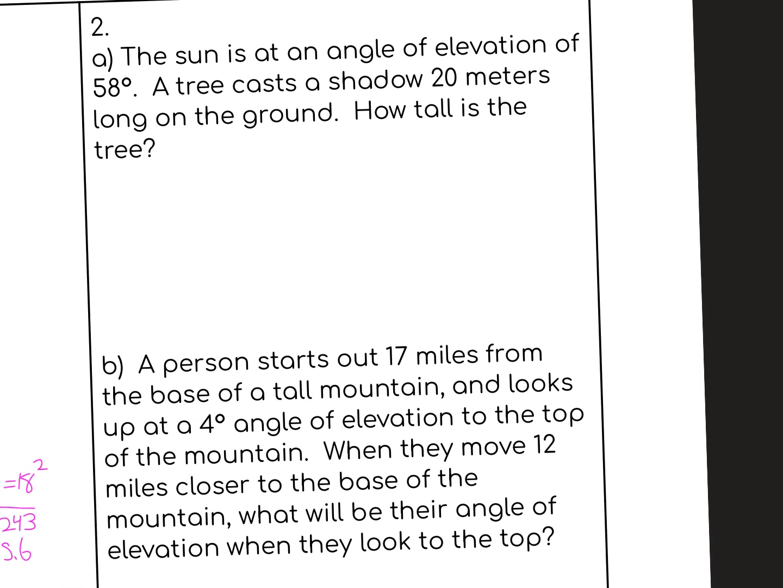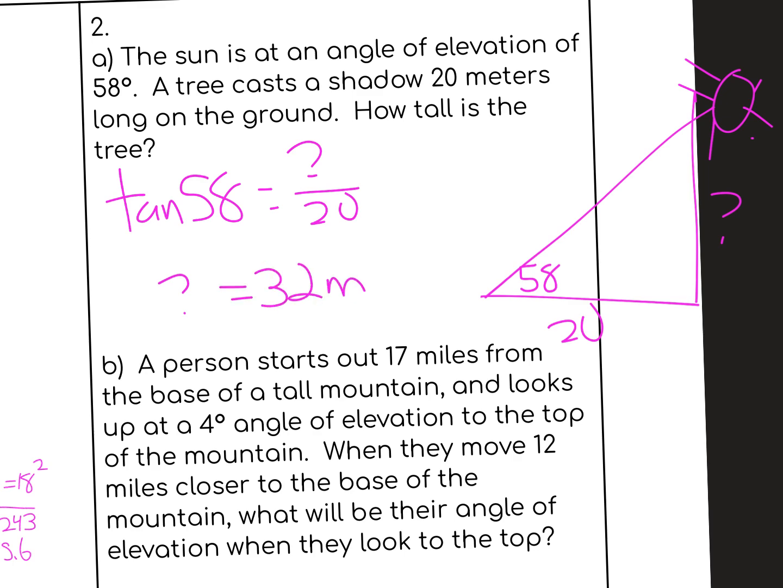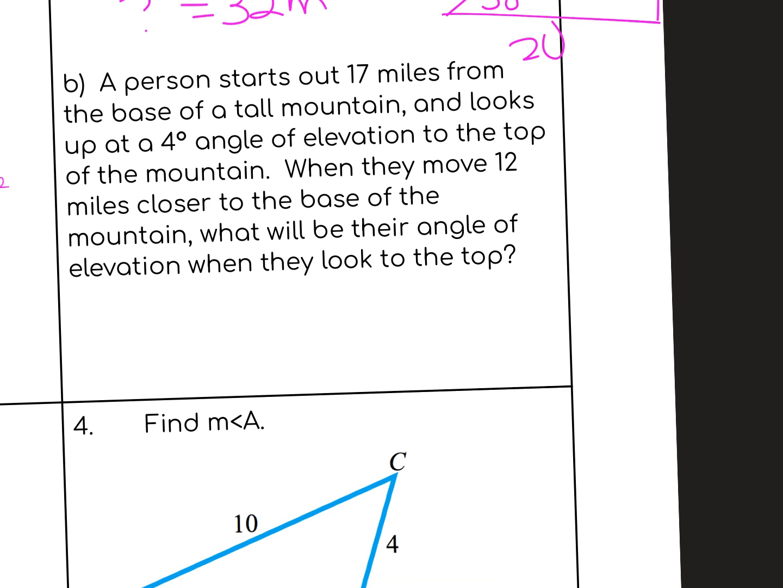Sun is at an angle of elevation of 58 degrees. That's the sun. Tree casts a shadow, 20 meters. So you got a tree here. How tall is the tree? So that looks like tangent to me. Tangent of 58 is something over 20. The something is going to be 20 times the tangent of 58, and that is 32. So 32 meters.